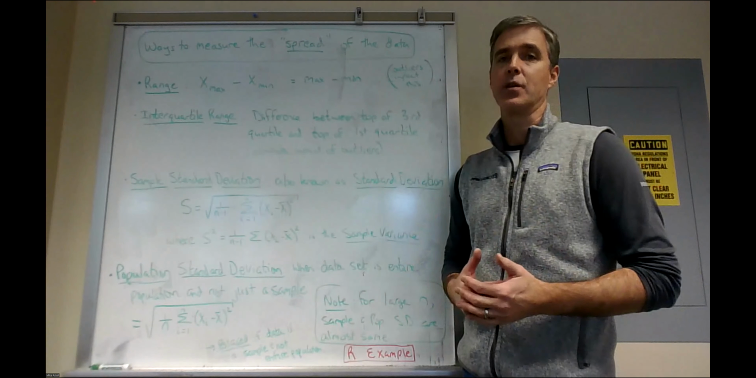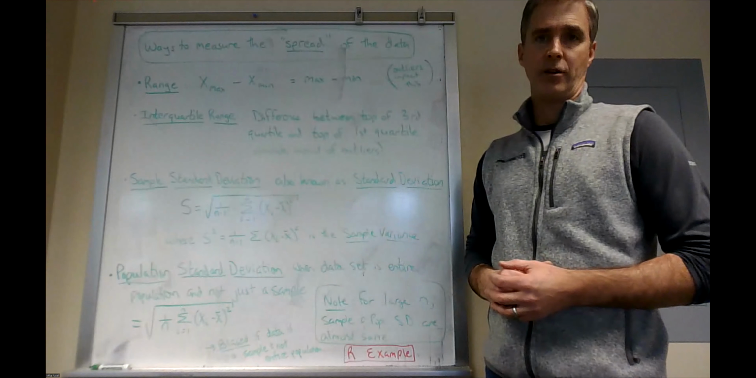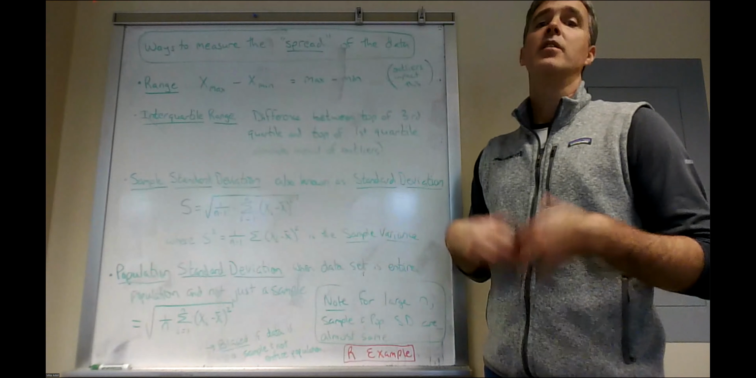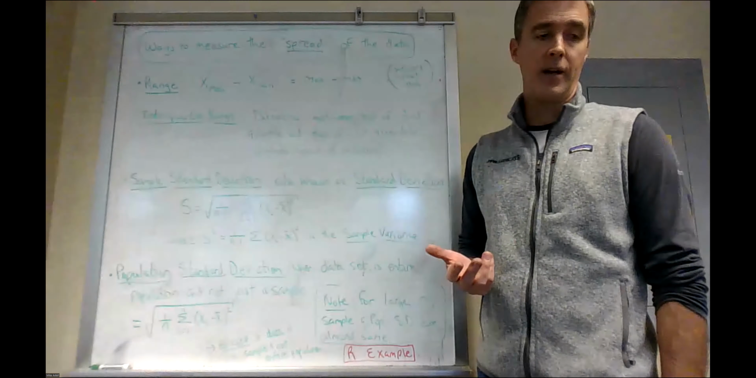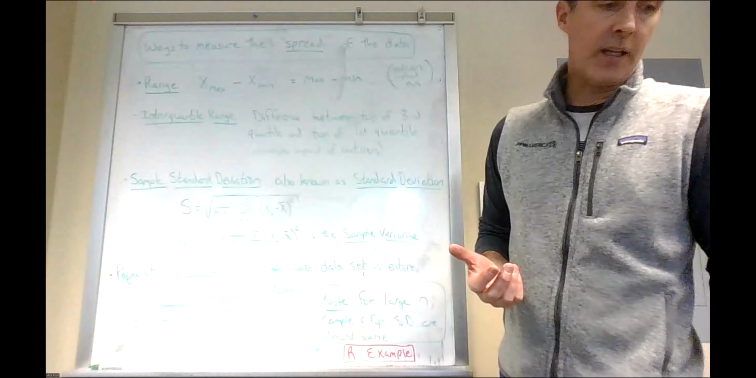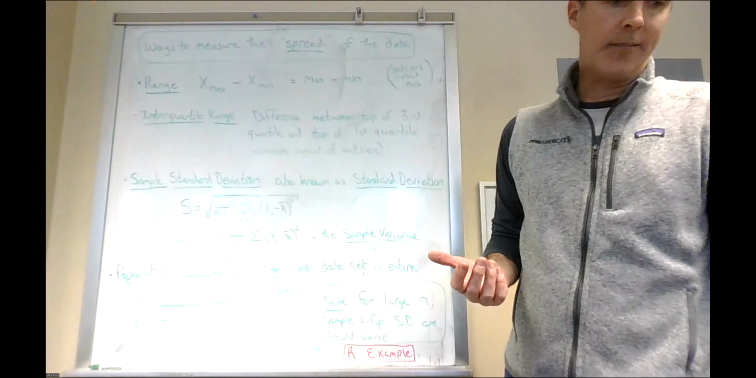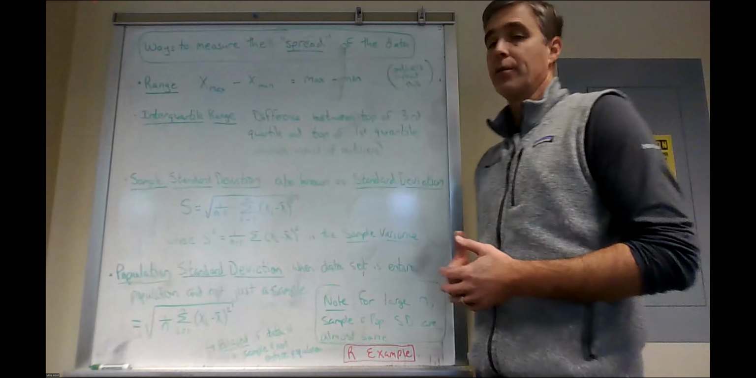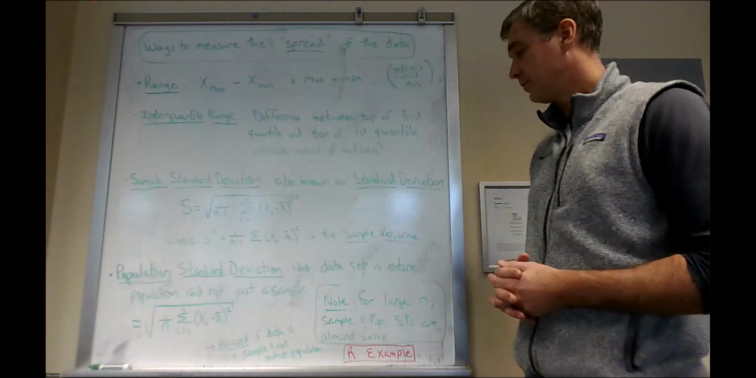There are also things we could have done, like instead of squaring, I could have taken the absolute value. That would be another way of measuring the spread, and that's called the mean absolute deviation. We could do that, but it has some negative things, so we tend not to.